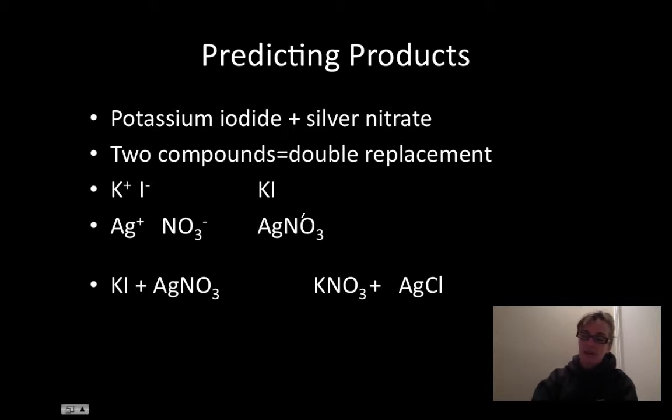And then I do the double replacement. And I will have potassium nitrate and silver iodide. And so I predict that if I'm given potassium iodide and silver nitrate, this will most likely be a double replacement reaction forming potassium nitrate and silver iodide. I'd have to do it in the lab and see what happens, but that's what I predict.